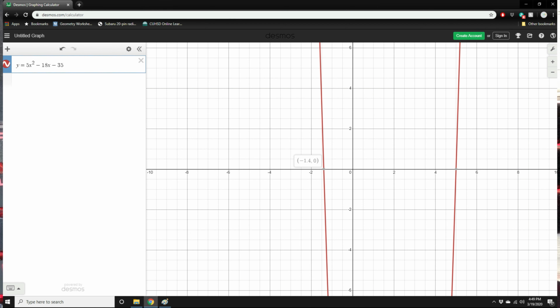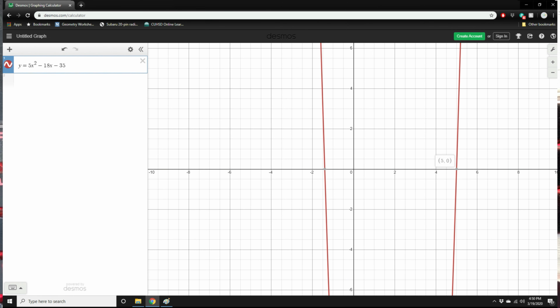On the right side, you can see that it's crossing at 5, but you can also hover over it with your mouse, and if you do, you'll see 5, 0. That means that the coordinate on the right gives you an answer of 5. So your two answers should be -1.4 and 5.